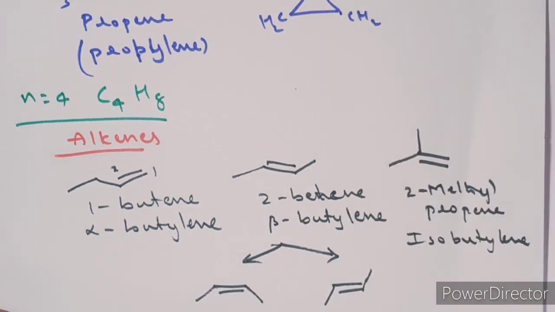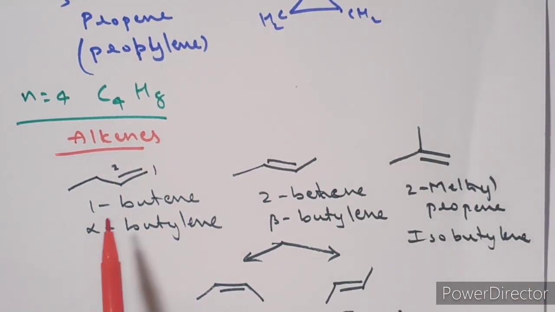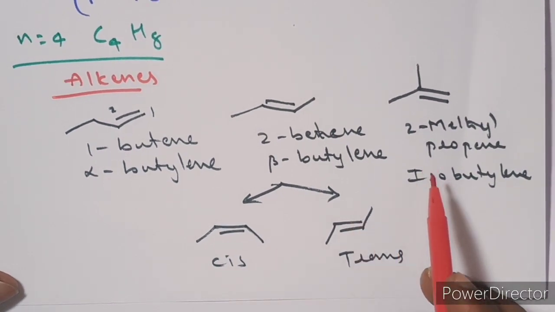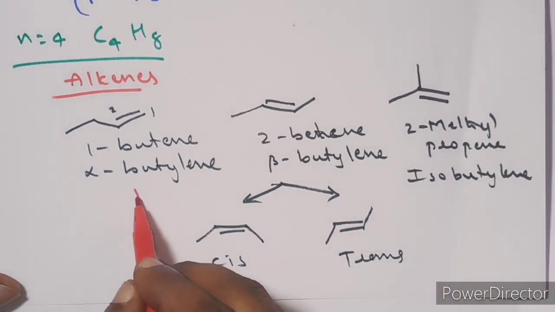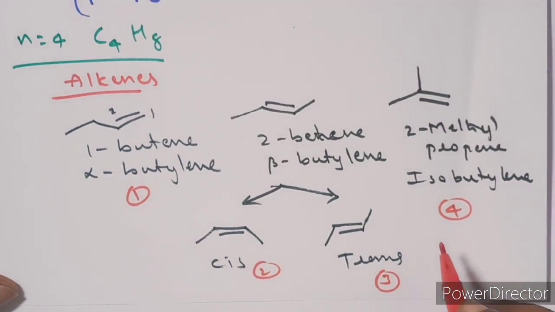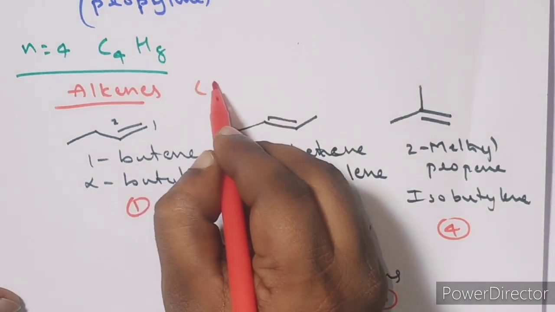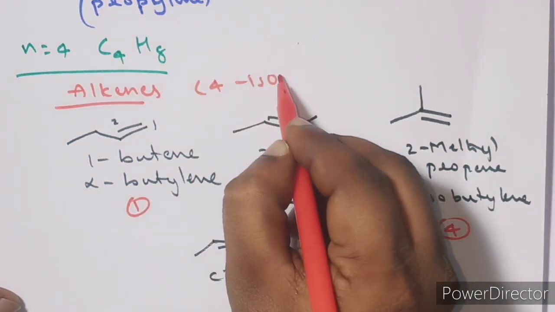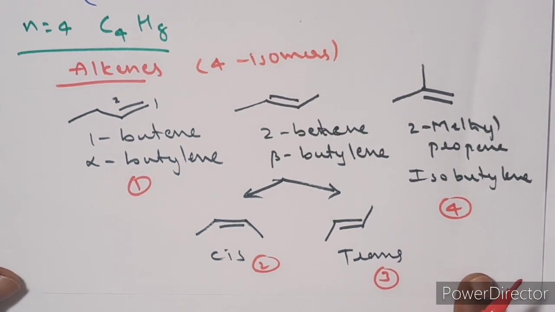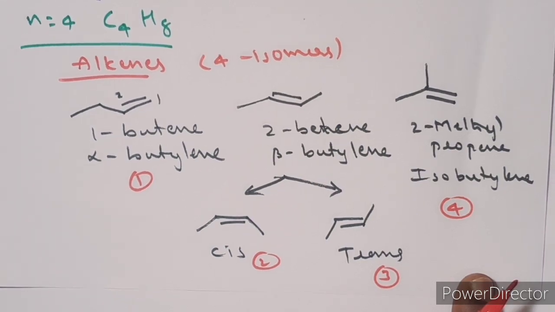So these are the alkenes we can write. Total number of alkenes, how many are there? One is 1-butene, another one is cis-2-butene, one more is trans-2-butene, and isobutylene. So the total number of isomers is 1, 2, 3, 4. The number of possible alkenes is 4. Similarly, let us see how many cycloalkanes we can write with this molecular formula. Clear?